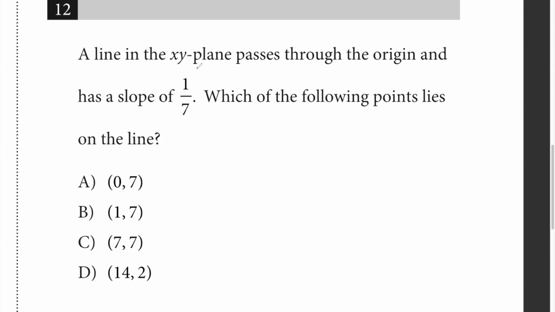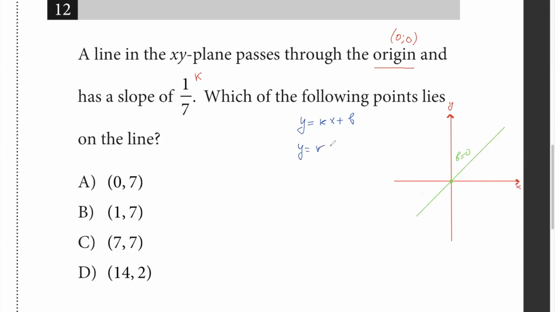So here we have the line passing through the origin, which means the point (0, 0), and has a slope of 1 over 7, which is k. So the question is, which of the following points lies on the line? Let's write an equation of a line, y equals kx plus b. Look, if the line passes through the origin, it means its y-intercept, I mean b, is equal to 0. So we can rewrite this equation as kx, and we know the slope is 1 over 7. We can write it like y is 1 over 7 x.